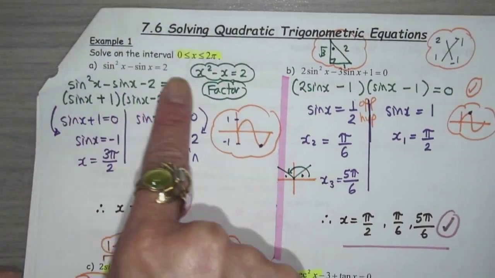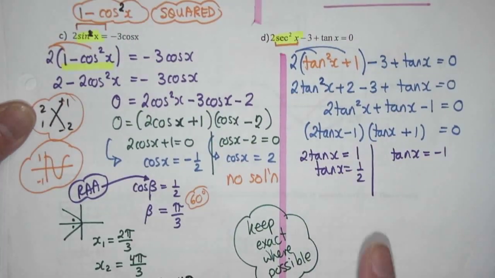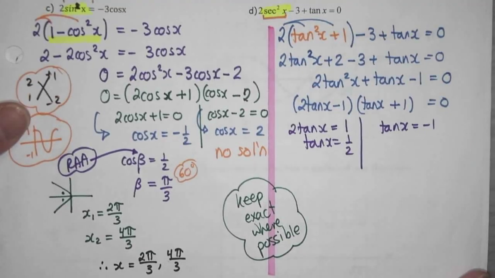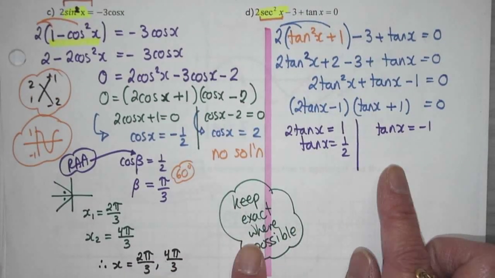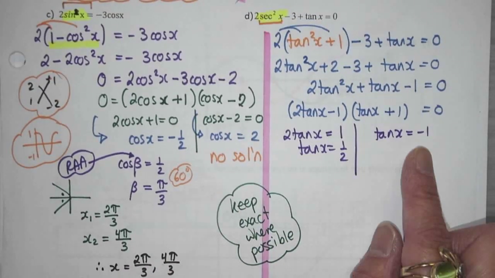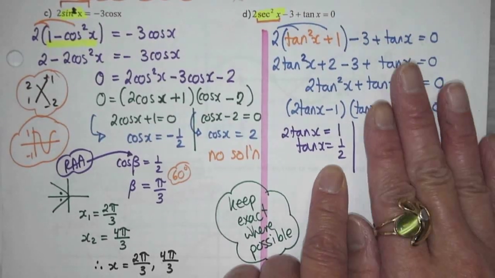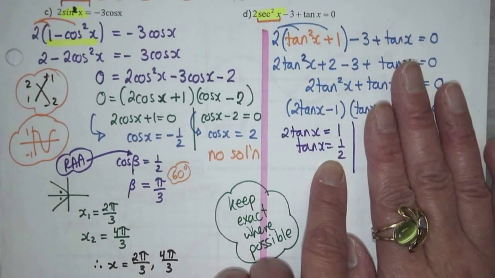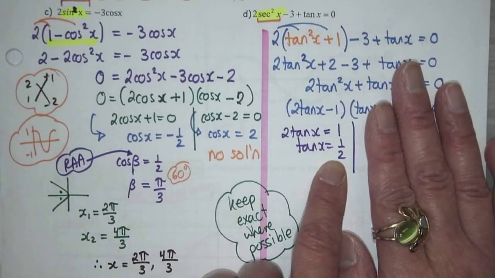We're still on example 1, and we're finishing off D. We're at the point where we're talking about the exact answer where possible. So this one can be exact. We'll talk about that one in a minute. But this one, even without looking at it, is 1/2, right? So it's not a special angle.